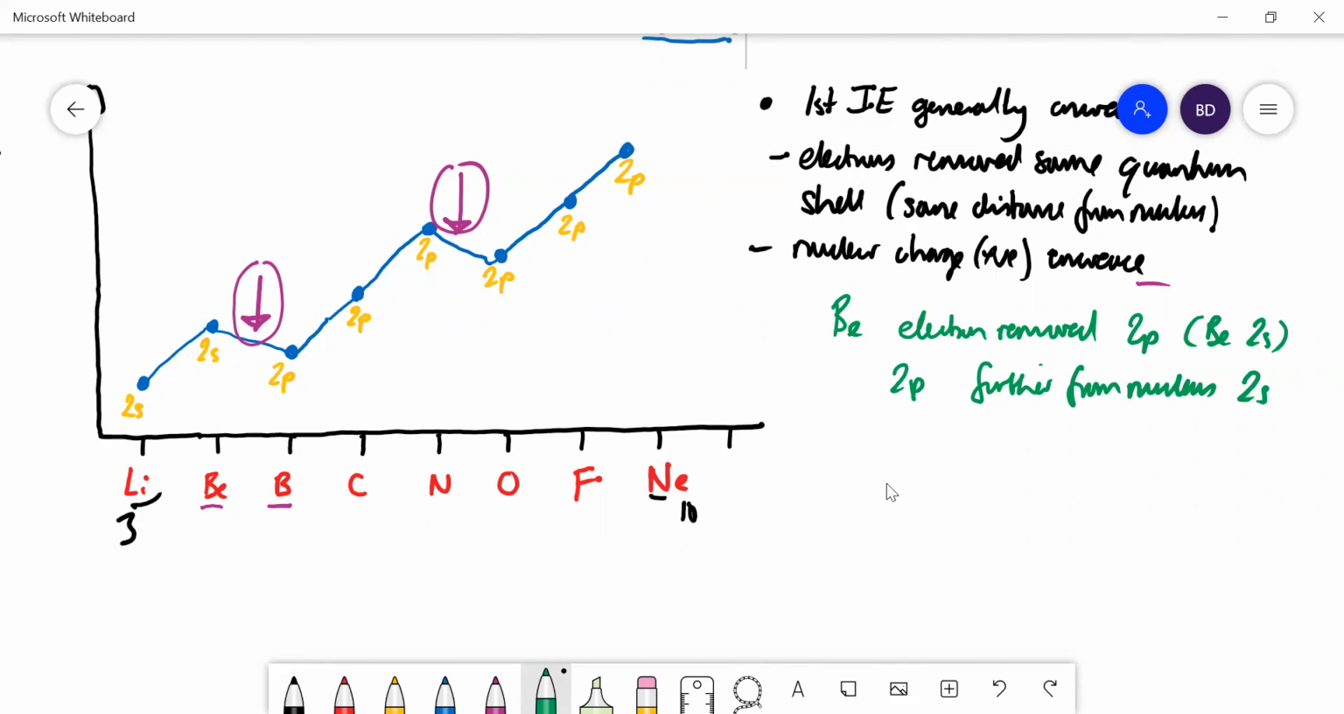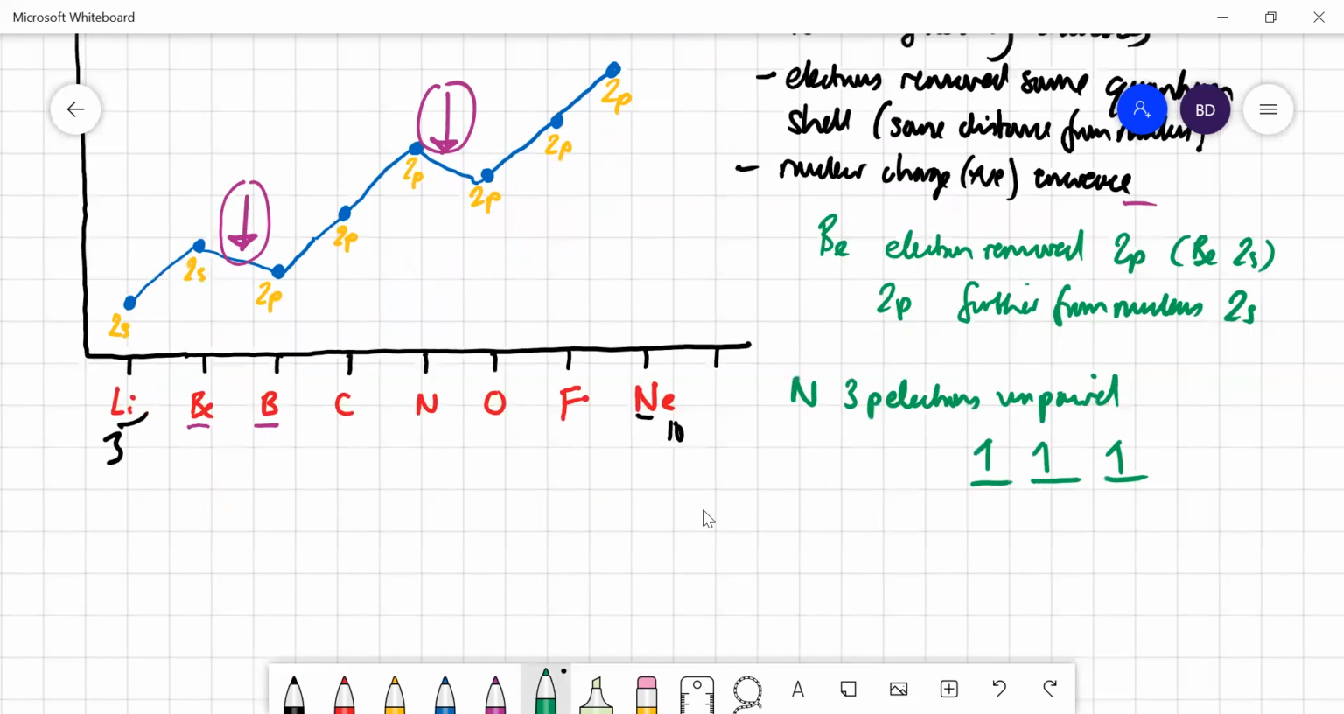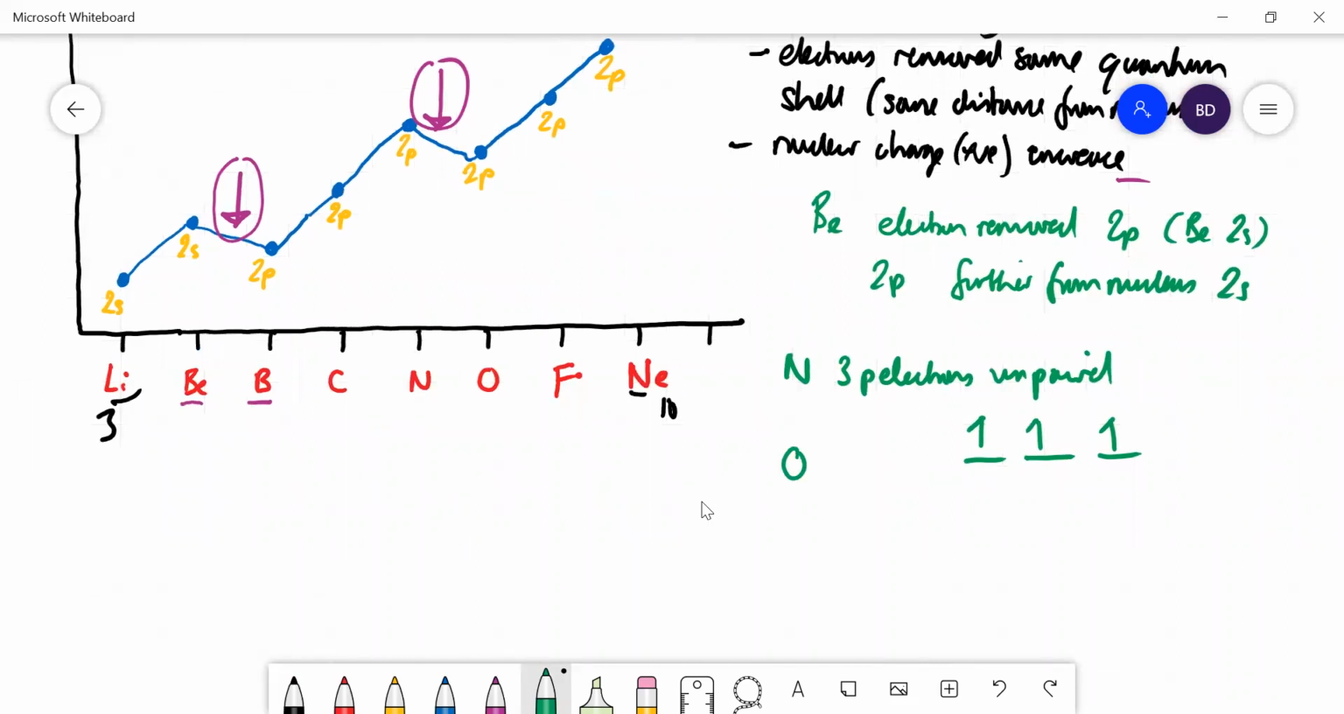Right, now this second deviation here, what's going on? That's between nitrogen and oxygen. Now we need to explain that in nitrogen, all 3 p electrons are unpaired. So if you look, you've got 3 p electrons, they don't go in the same orbital, they have parallel spins in different orbitals. When you go to oxygen, one of the electrons is paired. So I'd say one electron in the p orbital is paired up, and you get some repulsion from the paired electron.